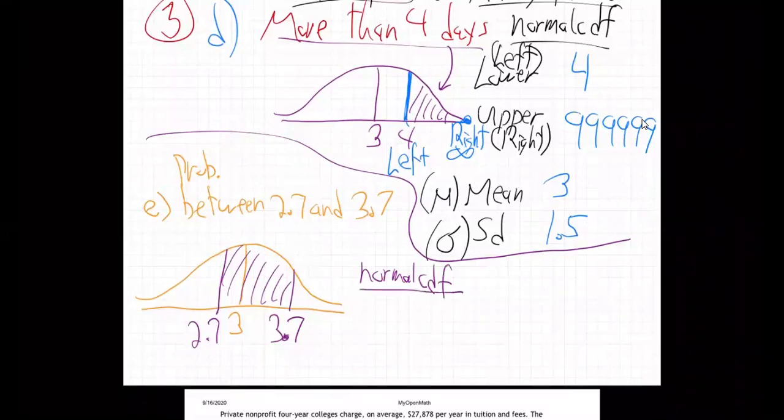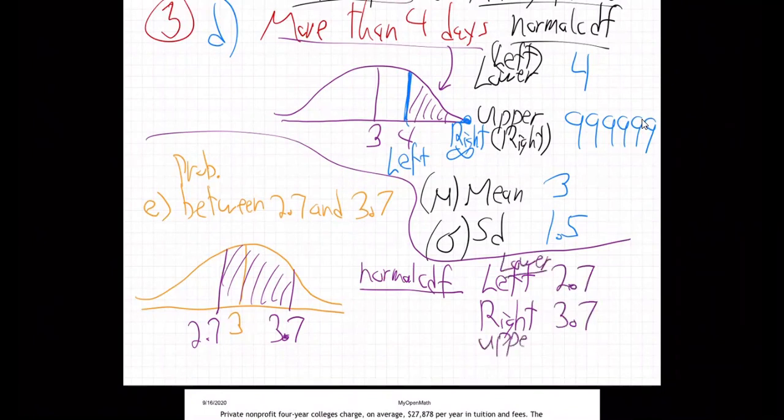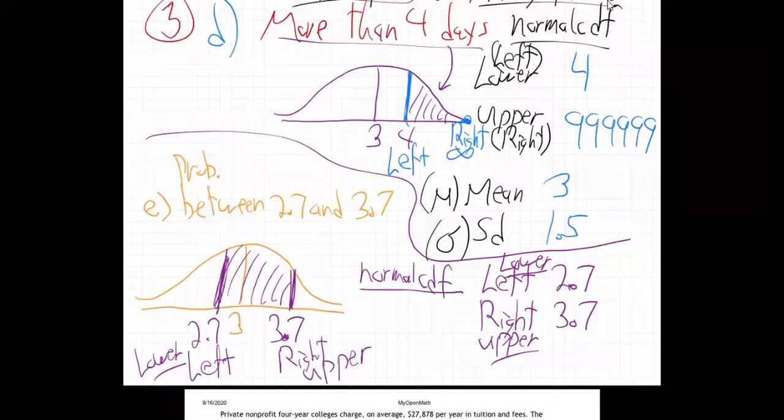Normal CDF. And we're going to have left and right there. So the left edge would be the 2.7. The right edge would be the 3.7, or lower and upper on some calculators. So your lower and your upper, your left and your right is 2.7 and 3.7, and then put in the mean and the standard deviation. It's just another normal CDF where we've got a left edge and a right edge, a lower and an upper. So that should be the same. Questions so far? Is that all good?